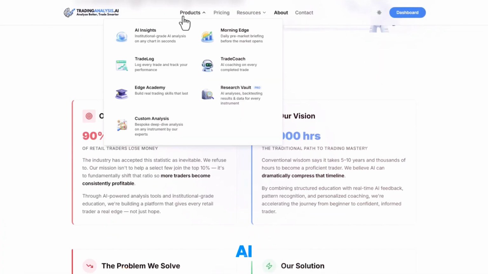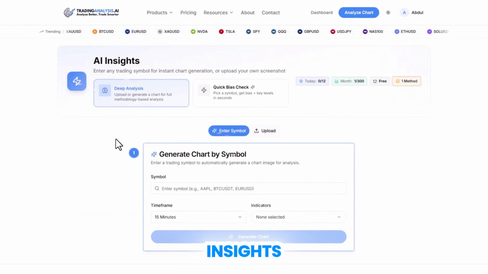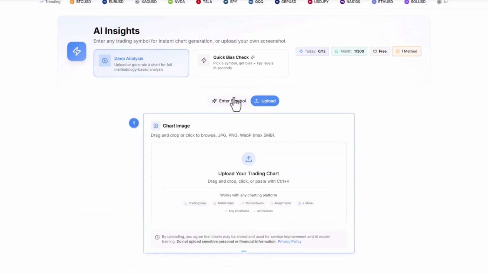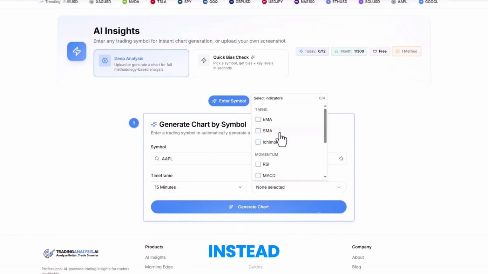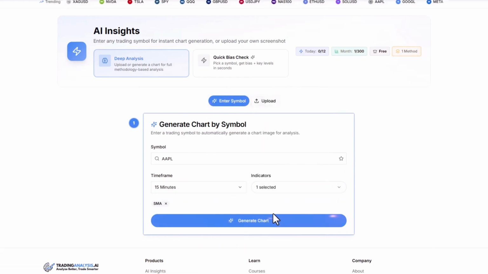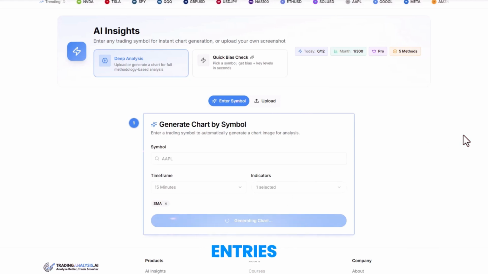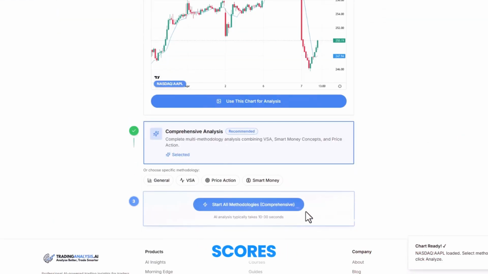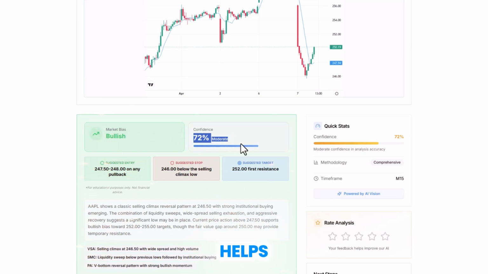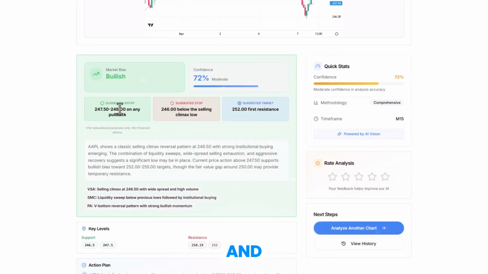First, we have AI Insights. AI Insights allows traders to upload any chart and receive instant AI-powered analysis. Instead of manually marking up charts, traders get key levels, entries, stop losses, take profit zones, and confidence scores within seconds. This helps traders analyze faster and focus on high-probability setups.